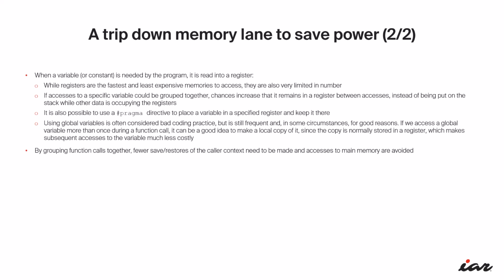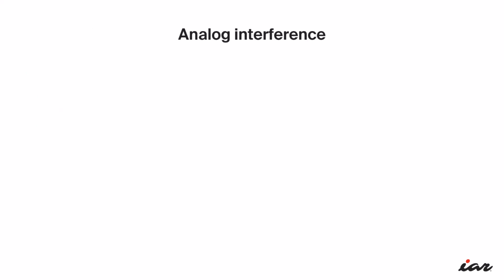Global variables are maybe not considered the best practice, but still very frequent in use. So if you access a specific variable more than once in a function, then it's probably a good idea to make a local copy, manipulate that, and put it back later once you are done. If you can, group function calls together, which also makes memory access easier and cheaper.